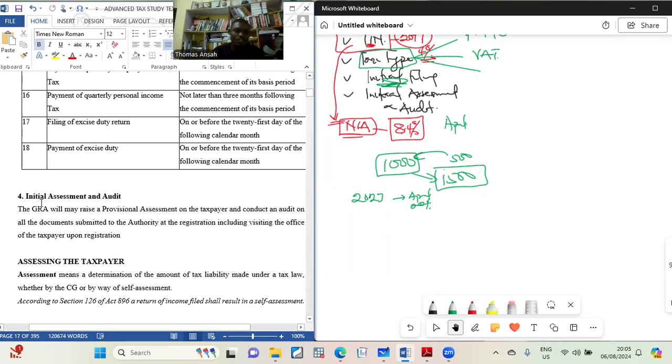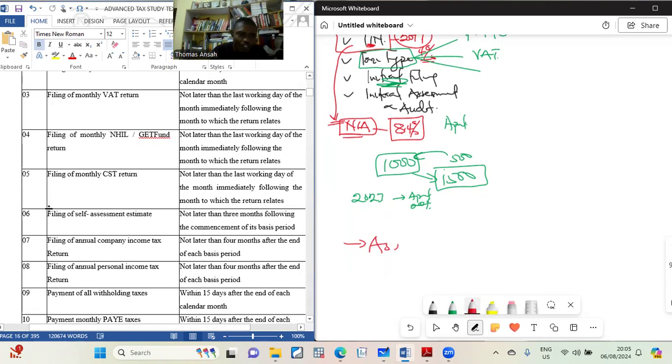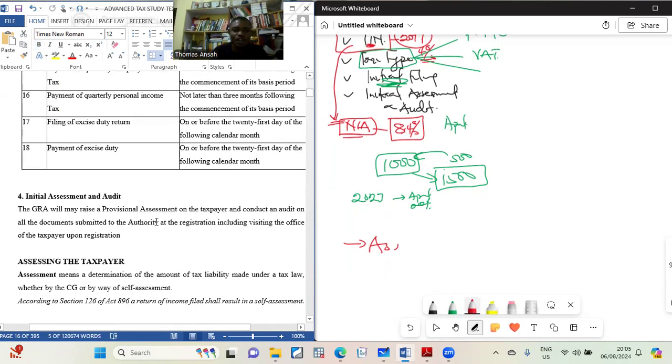Initial assessment, you see, once you go to register, and this is the thing that people have been fighting GRA about. You have established your business and you go to GRA to register your business for tax purposes. Once you go, they say pay tax. They have assessed you, pay tax. The tax they have assessed you is actually the self-assessment estimate. So when you go, they will do a self-assessment estimate for you and say pay the quarterly payment for that self-assessment. But the citizen will be arguing, oh boss, I just came to you to register. You asked me to pay tax. I've not even started my business. I've not made any sales, but you're asking me to pay tax.